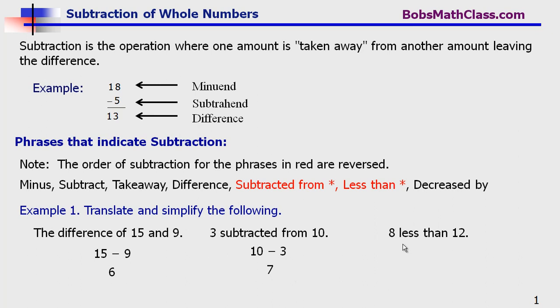And here's our next one, 8 less than 12. Again, less than is one of the phrases where we reverse the order. The second number is written first. 12 minus 8, and the answer is 4. So with these two phrases, subtracted from and less than, we need to reverse the order. The second number is written first.